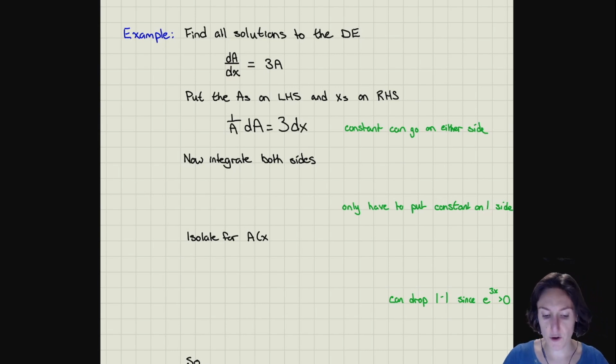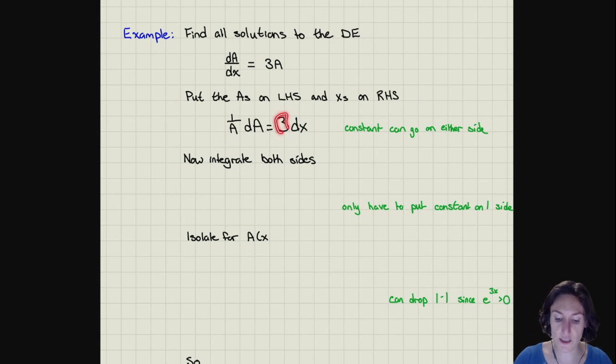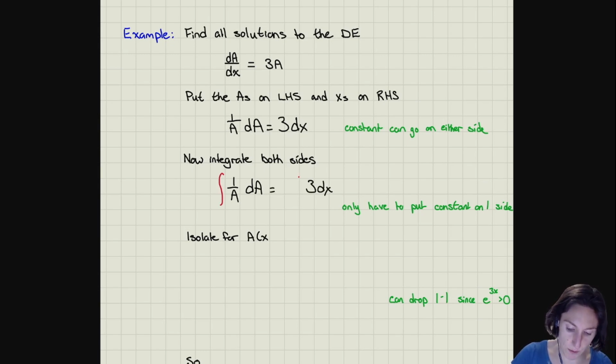So you can think about it first like cross multiplying, bring this up here, and then dividing both sides by A. And the constant technically can go on either side. You can keep it down here, but then the integration's not quite as direct. So I typically, if I just have a constant, I keep it on the right-hand side. And now what we're going to do is take this expression, 1 over A dA is equal to 3 dx, and then I'm going to integrate both sides.